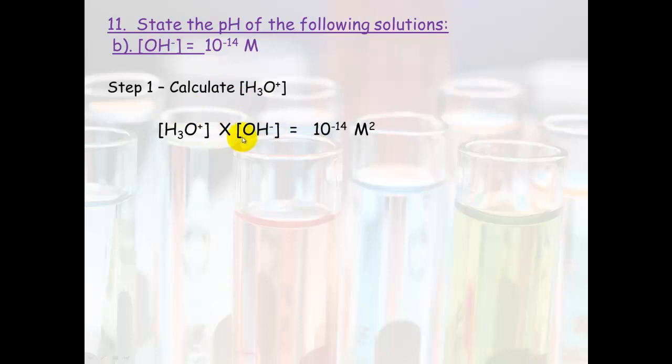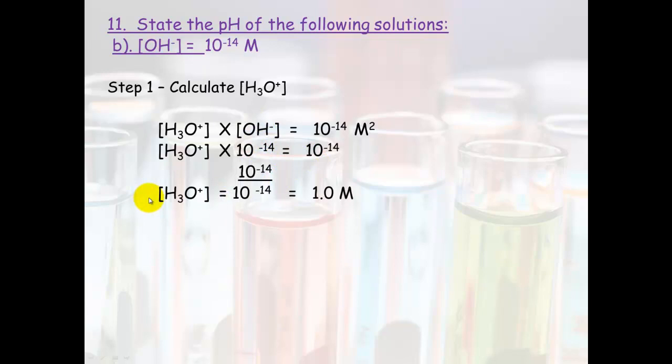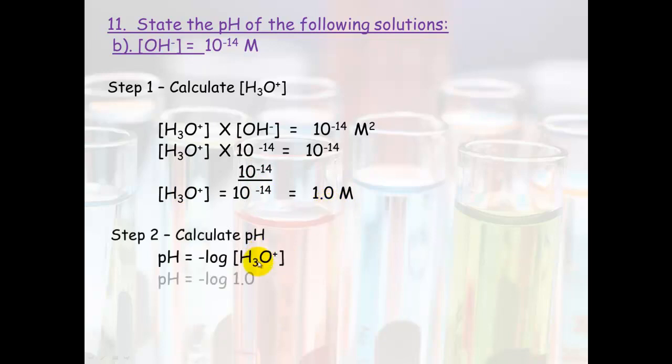10b, again we're just working through the same steps. So we know the hydroxide concentration, we need to work out the hydronium concentration. So pop it into this formula here. It's 10 to the negative 14. So we've got hydronium equals 10 to the negative 14 divided by 10 to the negative 14, which equals 1. When you calculate the pH here, negative log of 1 equals 0. That is okay, to get a pH of 0.